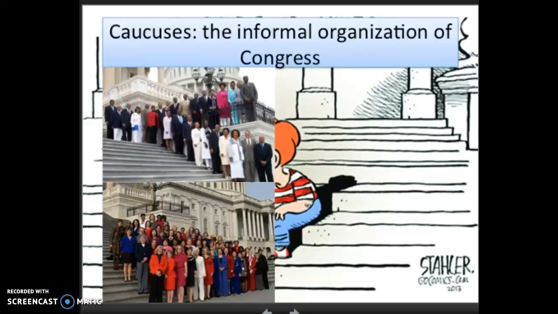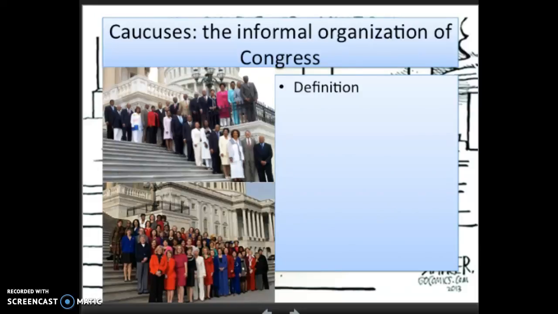Okay, another thing that you will find in Congress is caucuses, and these are going to be different than your primaries and caucuses. In this case, these are just informal organizations. I like to call them the clubs. They're the clubs of Congress. So you're going to join a caucus because you have some similar interest to the other members that are in it. So again, the definition is an informal organization in Congress that has some similar interest, and they try to influence legislation.